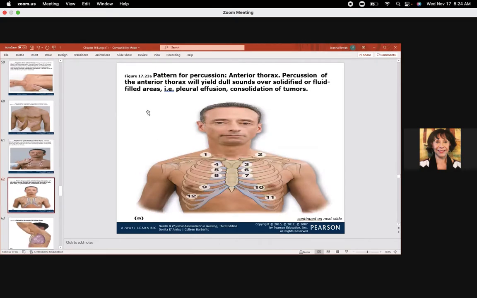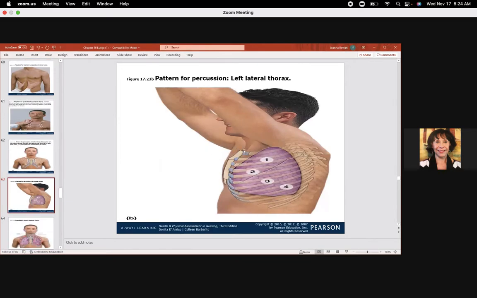When you percuss the anterior thorax, you will hear a dull sound over solidified or fluid-filled areas, like pleural effusion or consolidation of tumors, and those will be the areas to percuss. This is on the lateral side. Again, in real life, you don't do all of that. You just do the anterior part. As an RN, once you become an advanced nurse practitioner, then of course you have to do all of them.